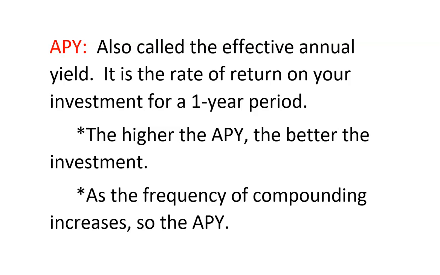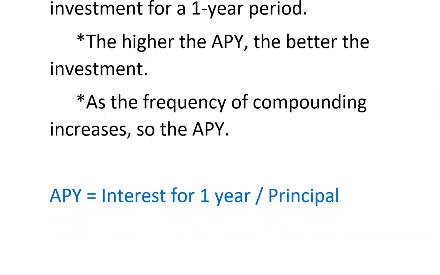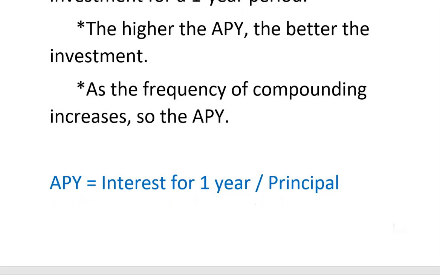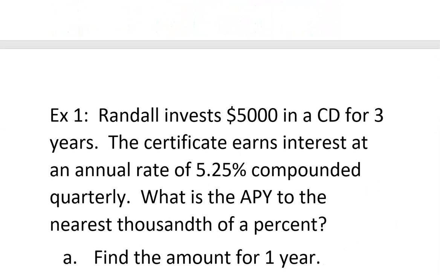As the frequency of compounding increases, so does the APY. So if you had an investment that was compounded twice a year versus 4 times a year, the 4 times a year would give you a better yield. Our APY is the interest for 1 year divided by the principal.